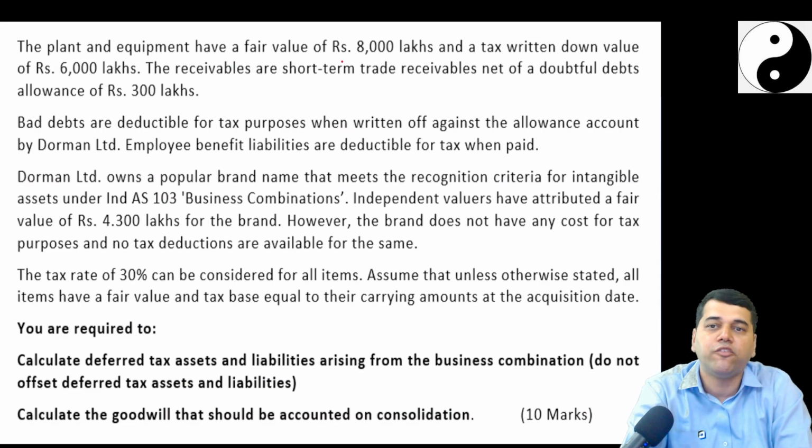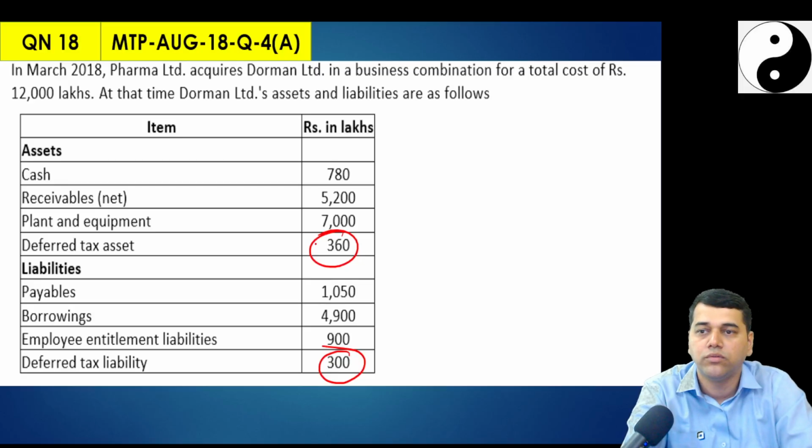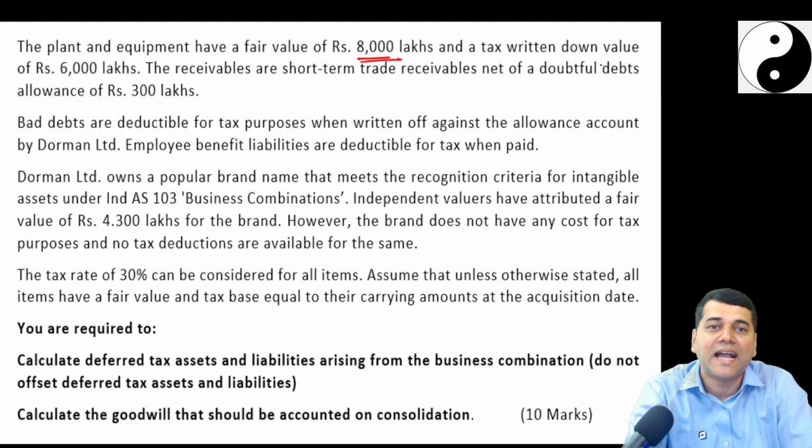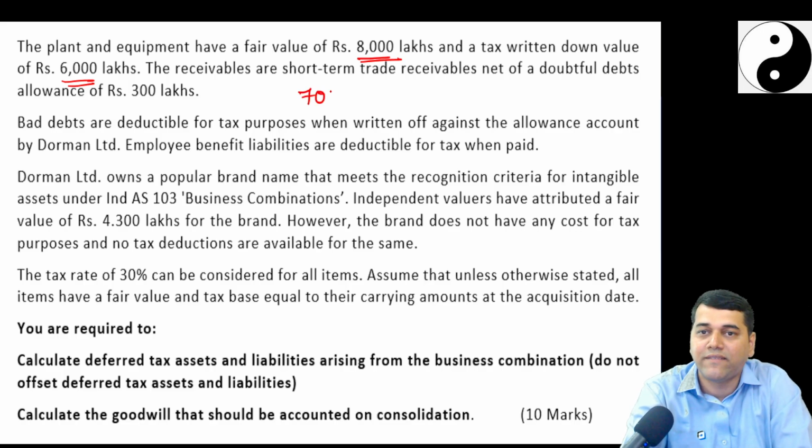The plant and equipment has got a fair value of 8,000 lakhs. How much is the book value? 7,000 lakhs, and tax written down value is 6,000. What is this? Tax base. Okay, now, what is your deferred tax? What is your book value? 7,000. What is your tax base? 6,000. Have they given you the tax rate?